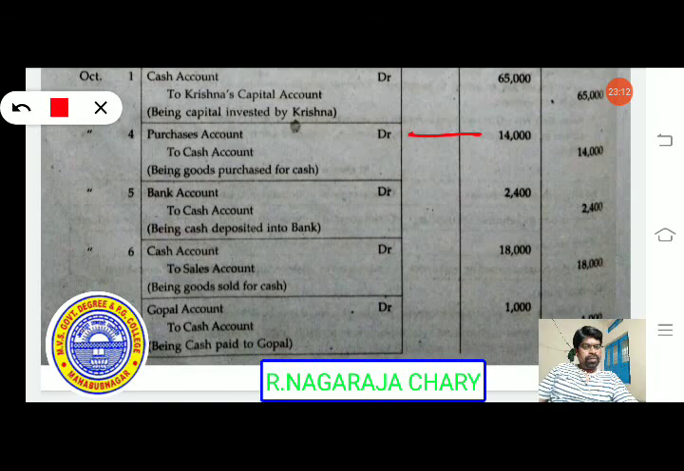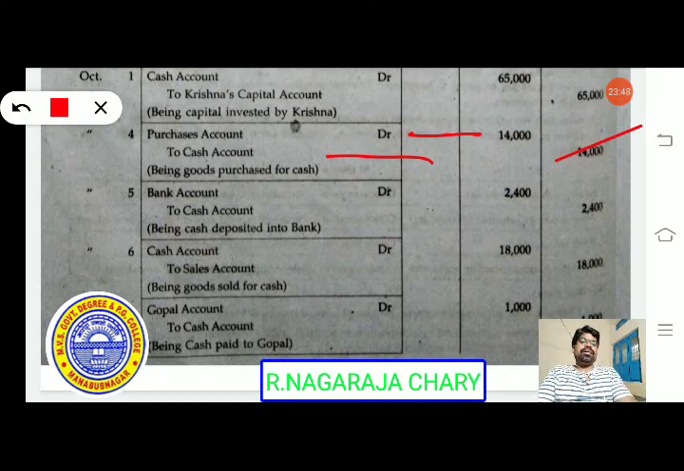Okay. When we are purchasing goods, that is an expenditure, so purchase account is to be debited. And the next aspect is cash. When we are purchasing goods, cash is to be paid. This cash comes under real accounts, so according to real accounts, cash is to be credited. That is why 14,000 is to be credited, right.